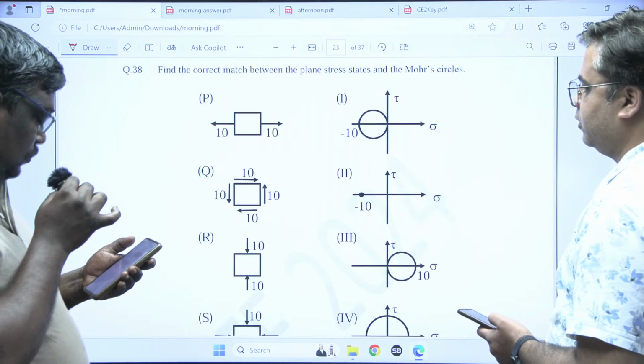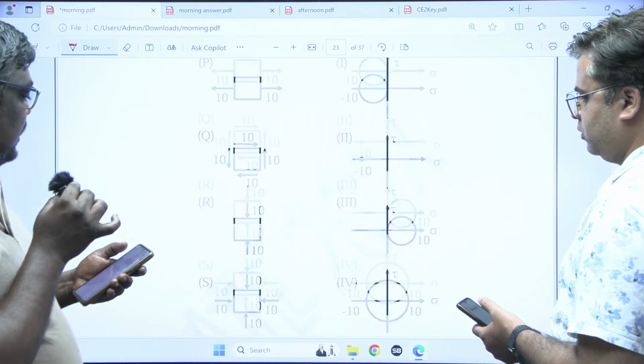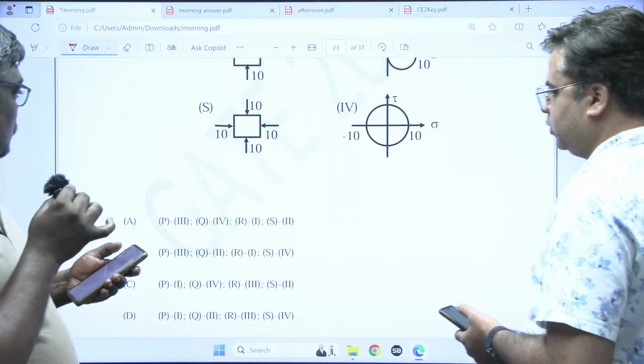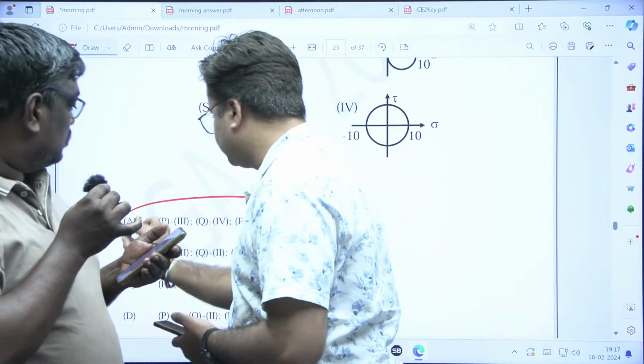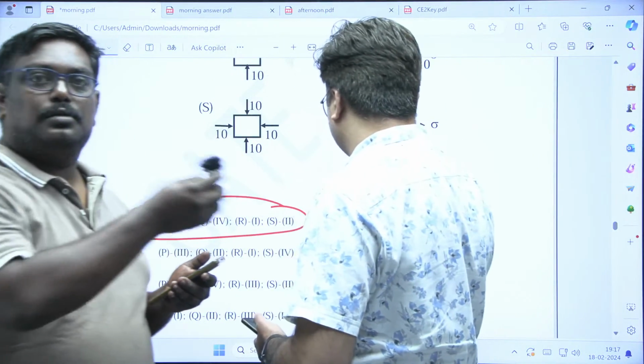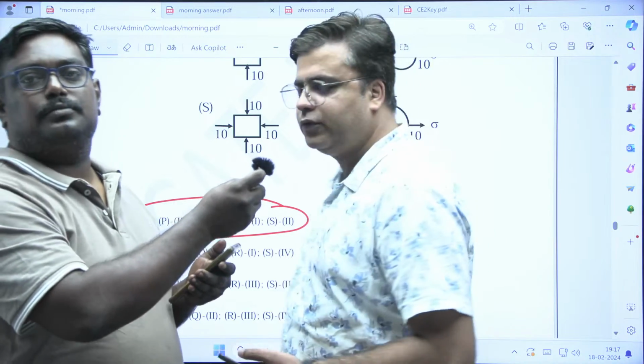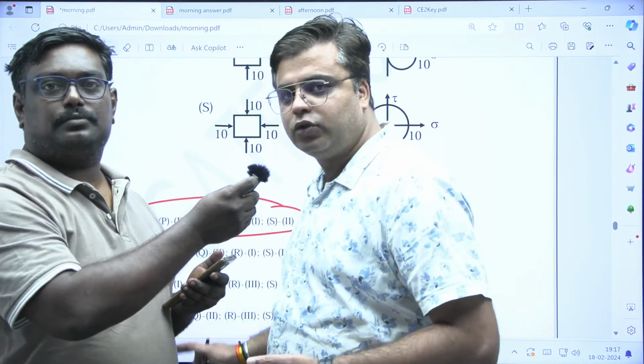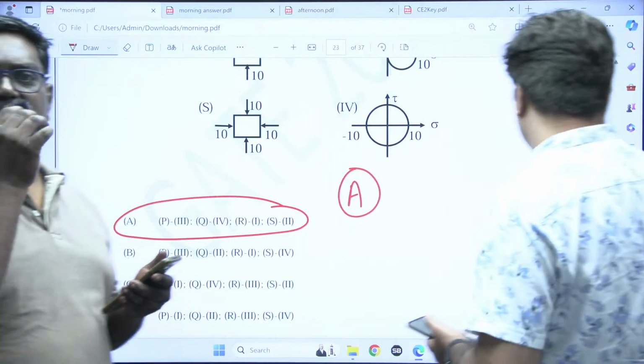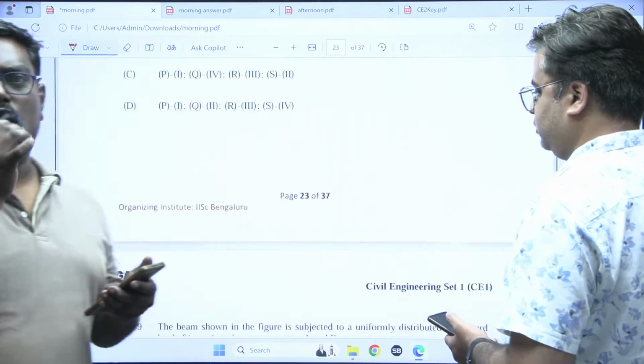Option A, I think. We have done this. For this question, option A is the correct option. Yesterday only we gave the match for this question, right? So for this question, option A is the correct option. It is related to the Mohr circle problem, and option A is correct.